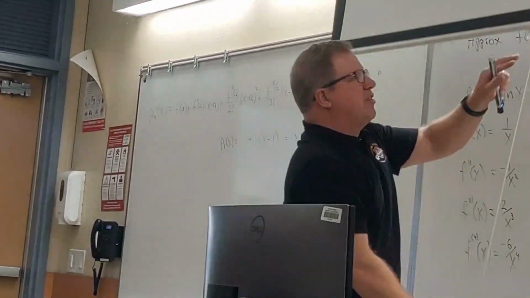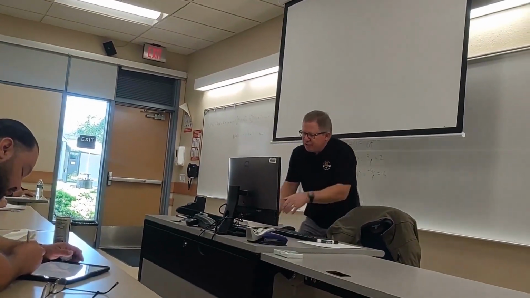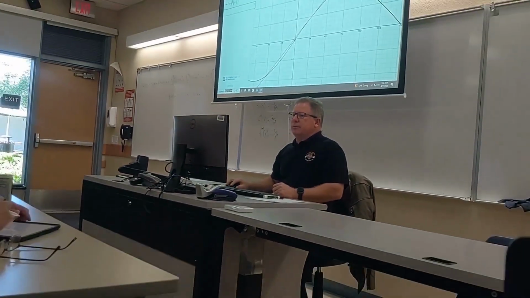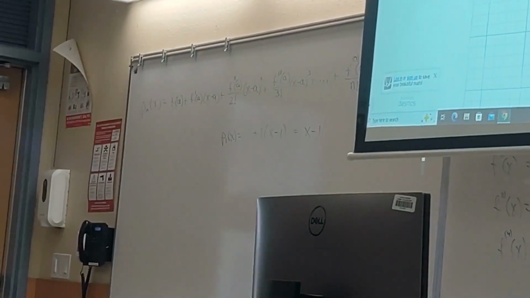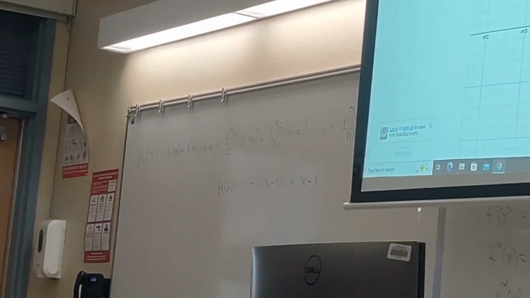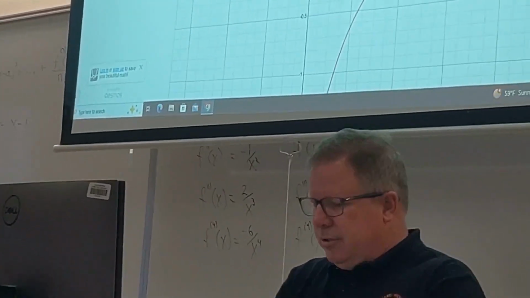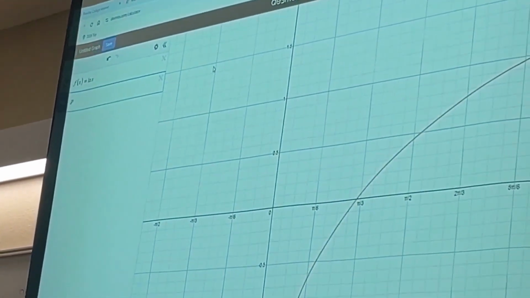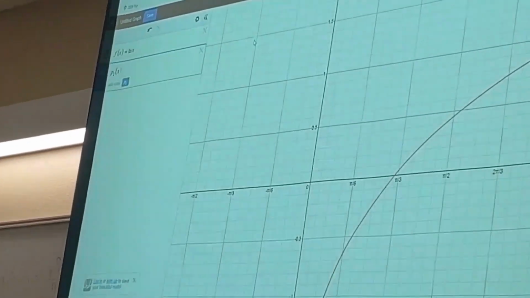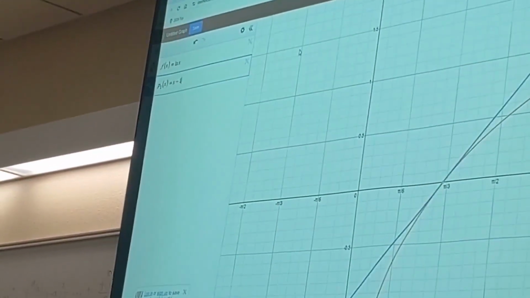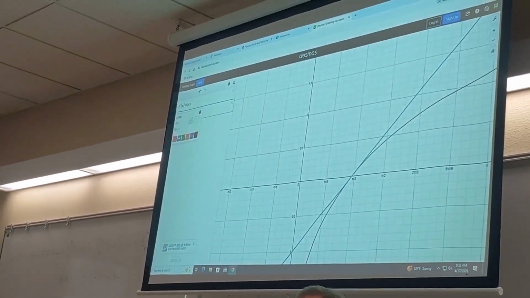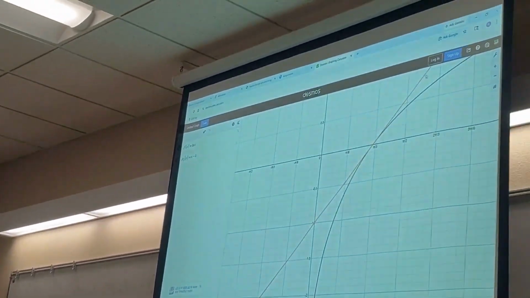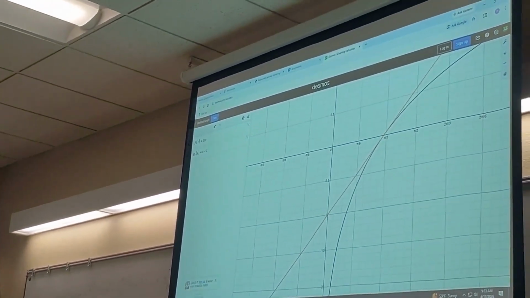Let's see what this looks like. Sorry that I'm going so fast, we only have 7 minutes. So we have f of x equals ln x, and P1 of x equals x minus 1. Do you agree that this orange line is an approximation for natural log at 1?